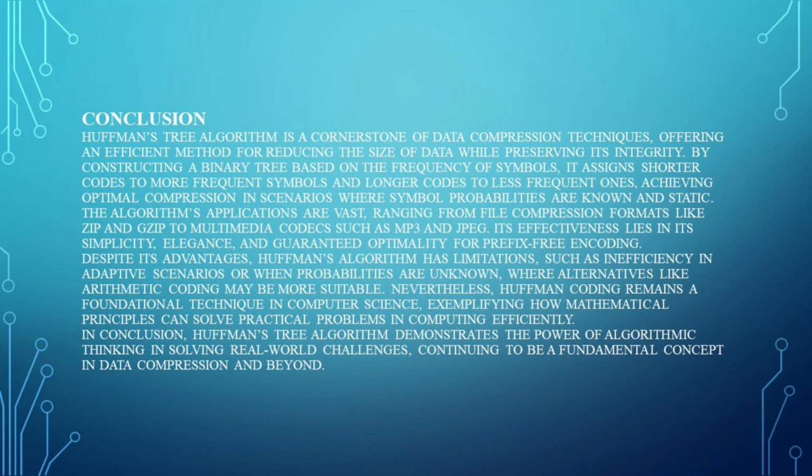Its effectiveness lies in its simplicity, elegance, and guaranteed optimality for prefix free encoding. Despite its advantages, Huffman's algorithm has limitations, such as inefficiency in adaptive scenarios or when probabilities are unknown, where alternatives like arithmetic coding may be more suitable. Nevertheless, Huffman coding remains a foundational technique in computer science, exemplifying how mathematical principles can solve practical problems in computing efficiently. In conclusion, Huffman's tree algorithm demonstrates the power of algorithmic thinking in solving real world challenges, continuing to be a fundamental concept in data compression and beyond.